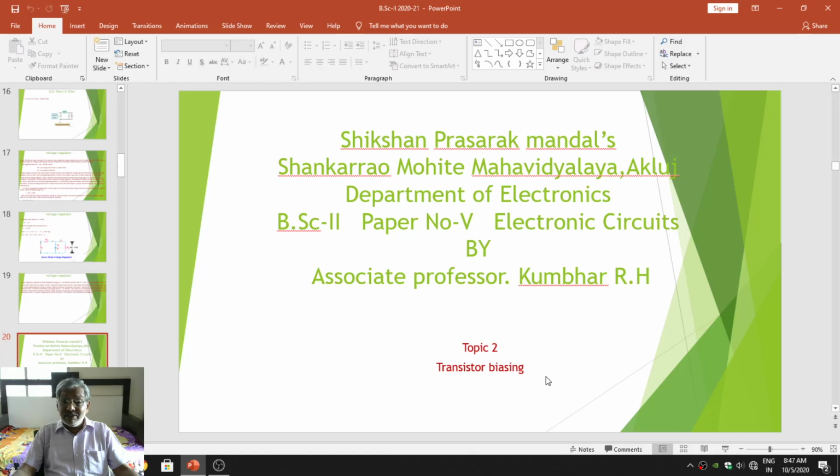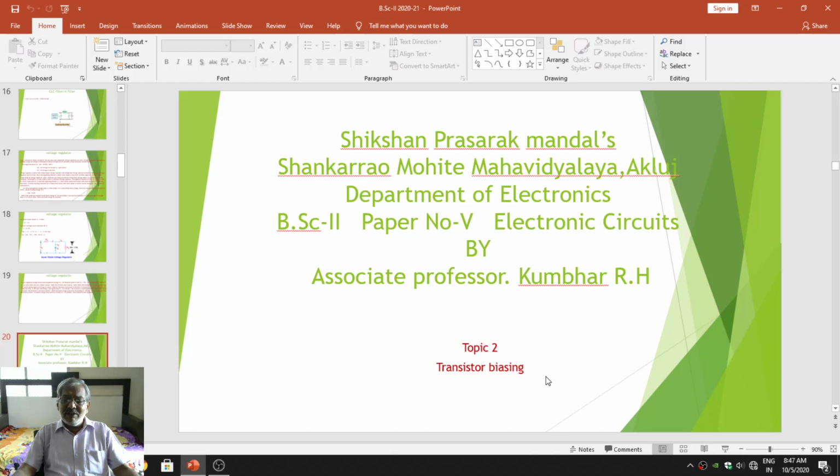Emitter is the terminal that emits the charge carriers. Collector is the terminal that collects the charge carriers, and base is the terminal which is sandwiched between emitter and collector, which is very thin. This is what you call the structure of the transistor.